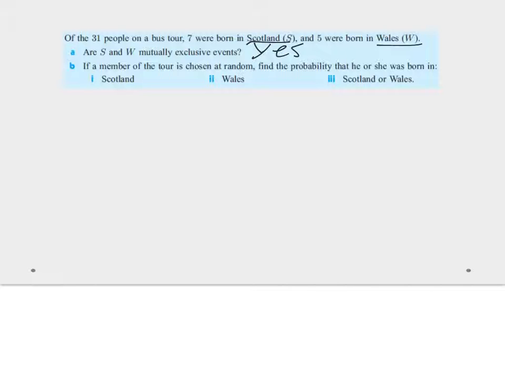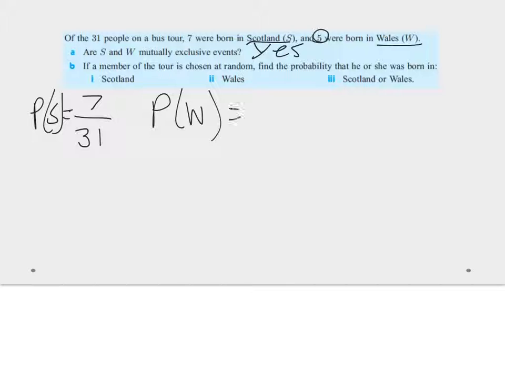They're mutually exclusive. So then it says, if a member of the tour is chosen at random, find the probability that he or she was born in Scotland. Well, 7 were born in Scotland out of 31 total. So that is the probability that they were born in Scotland. 7 out of 31. The probability that they were born in Wales, there were 5 born in Wales. Total of 31 people. So the probability they were born in Wales is 5 out of 31.